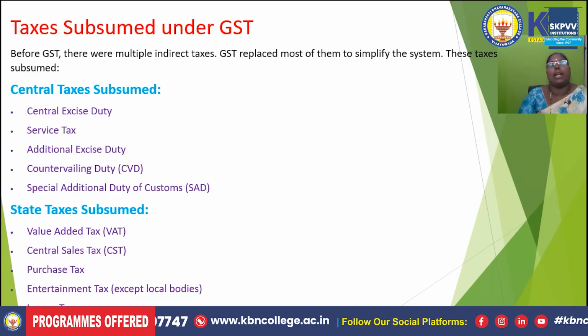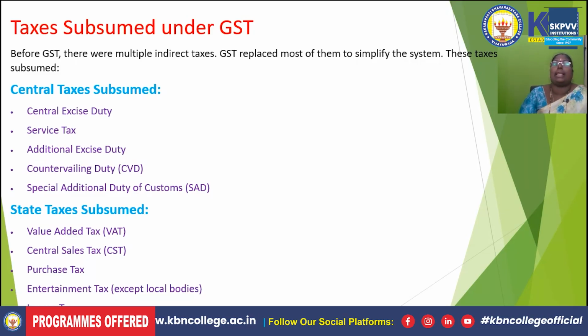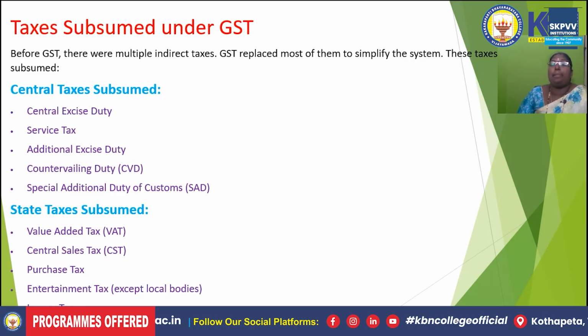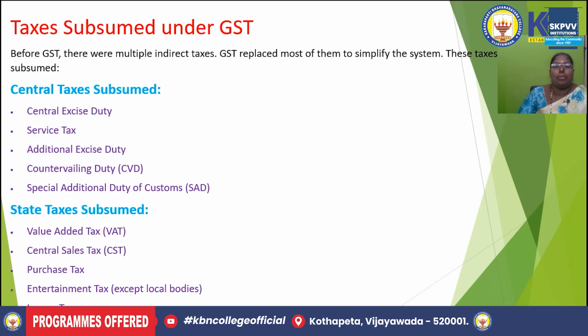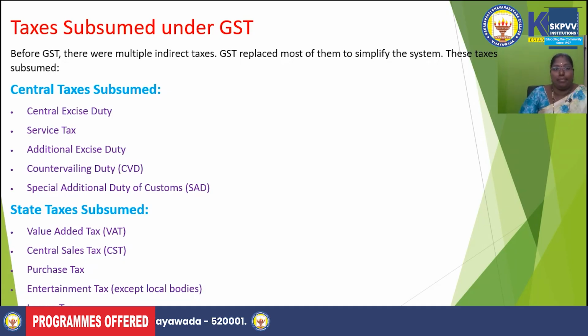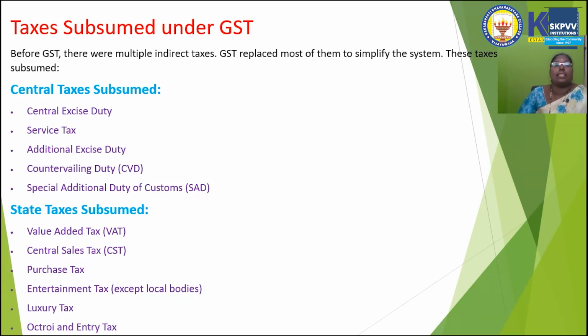Coming to taxes subsumed under GST, that means replaced by GST. In both the state government and the central government, some indirect taxes are subsumed. From the state level: value added tax, that is VAT, central sales tax CST, purchase tax, entertainment tax, luxury tax, and transport-related octroi or entry tax. These taxes, and there are some more other taxes also.